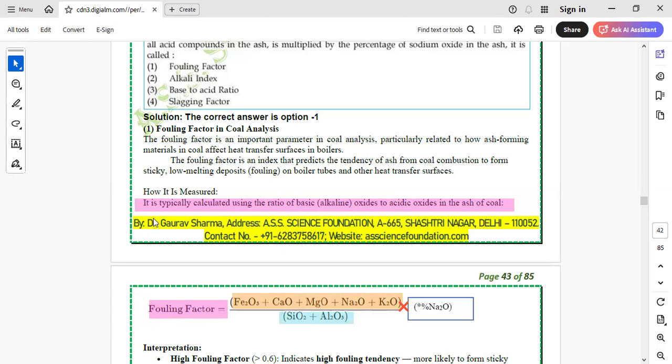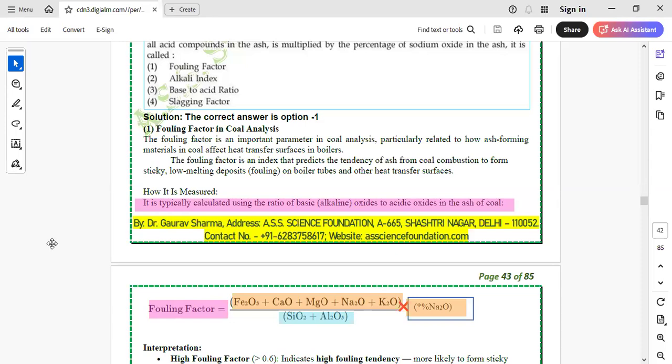with sodium oxide. क्वेश्चन में ये आपसे पूछा था कि मल्टीप्लाई विथ सोडियम ऑक्साइड भी है, आप देख सकते हैं वहां पे लिखा हुआ है, ठीक है ना? Multiplied by the percentage of the sodium oxide. So that is basically what you call as fouling factor. So this was one of the things which was the correct answer, what actually fouling factor is.